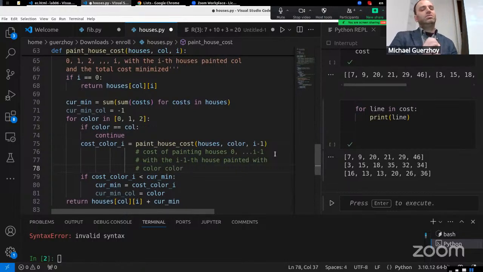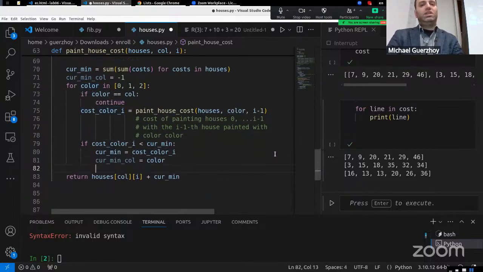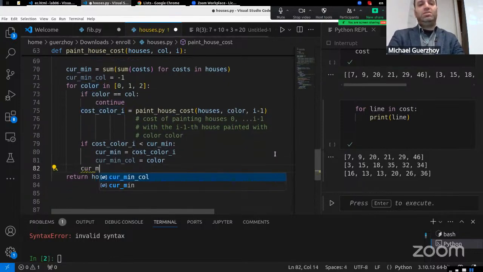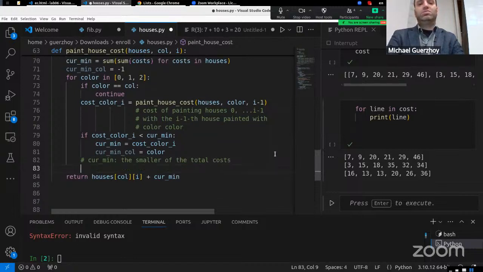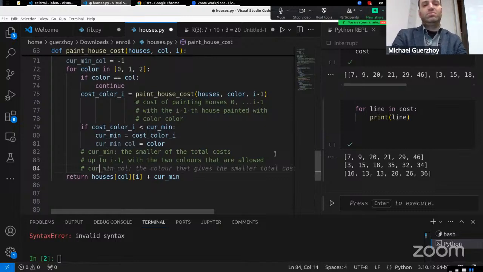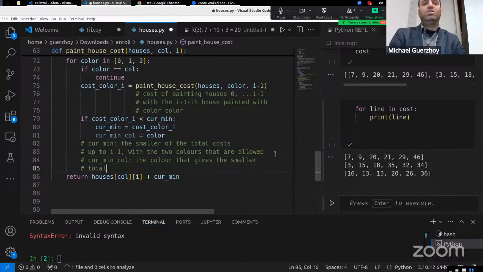So this is like that. And then the smaller of the total costs up to I-1 with the 2 colors that are allowed. And the color, which we don't actually use, is the color that gives the smaller total cost.